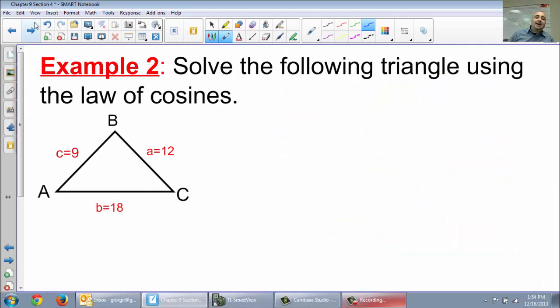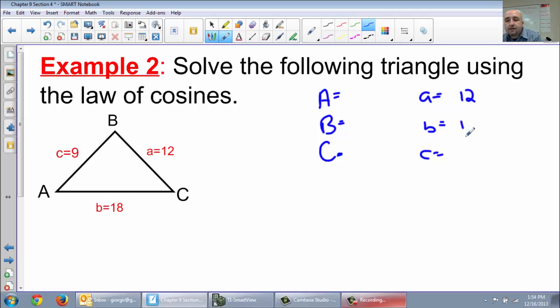All right, last example. Let's do a side side side example. I'm still going to do this the same way. I'm going to list what they give me. Angle A, angle B, angle C, little a, little b, little c. So we know a is 12, we know b is 18, and we know c is 9.